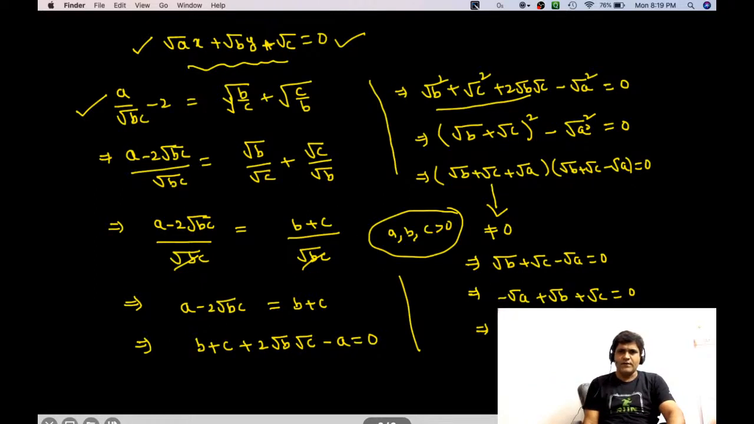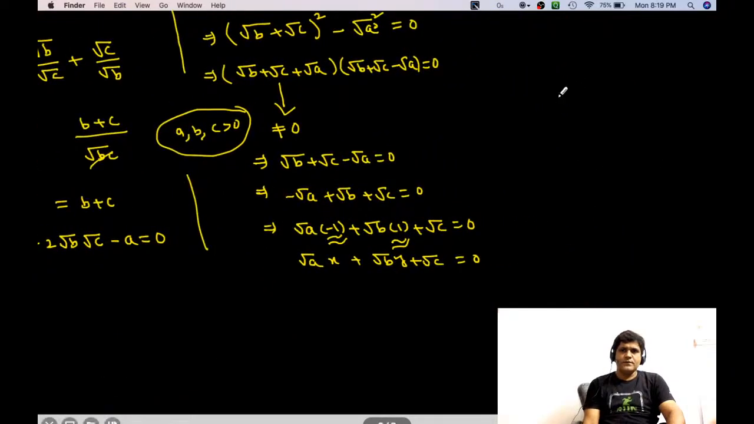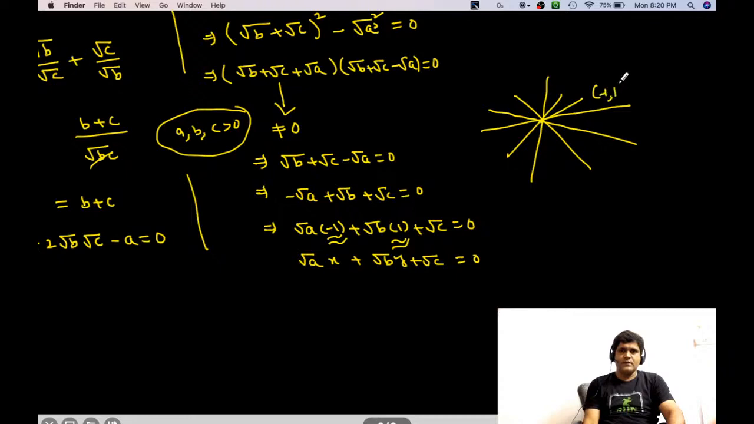Now compare with our family of lines. What is our family of lines? Root a x plus root b y plus root c is equal to 0. Here in place of x what is there? Minus 1. In place of y, 1. So whatever the parameters a, b, c might be, as a, b, c change, the line changes. But all the family passes through which point? Minus 1, 1. The fixed point is minus 1, 1. This is the final answer. As a, b, c change, you will have infinitely many different lines. The point of concurrency is minus 1, 1. This is the answer.